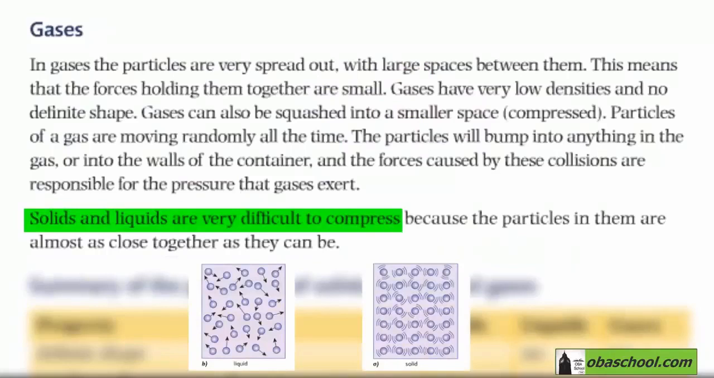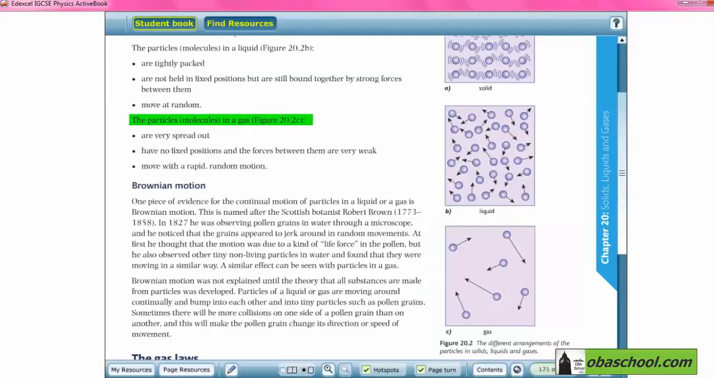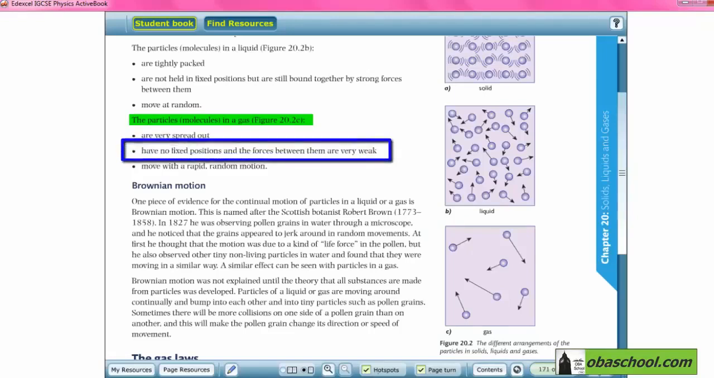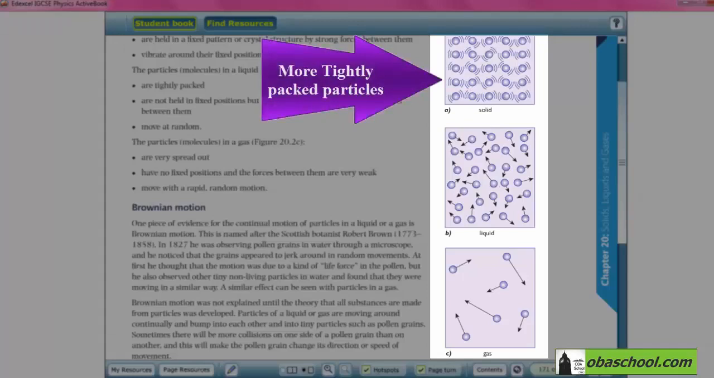Solids and liquids are very difficult to compress because the particles in them are almost as close together as they can be. In this figure you can see the particles of a gas, and you notice that they are very spread out, they have no fixed positions, and the forces between them are very weak, and they move with a rapid and random motion. So these are the three states of matter, and we have talked about all their properties.